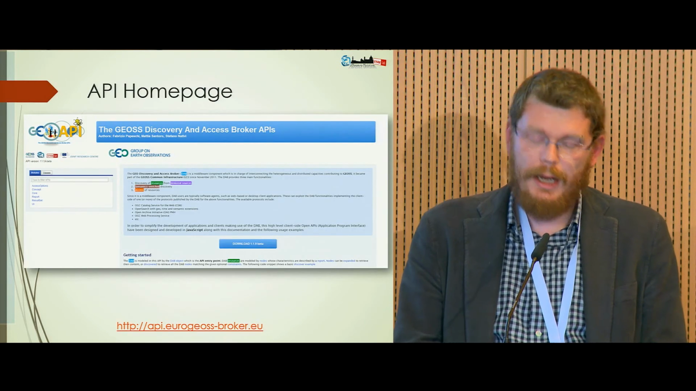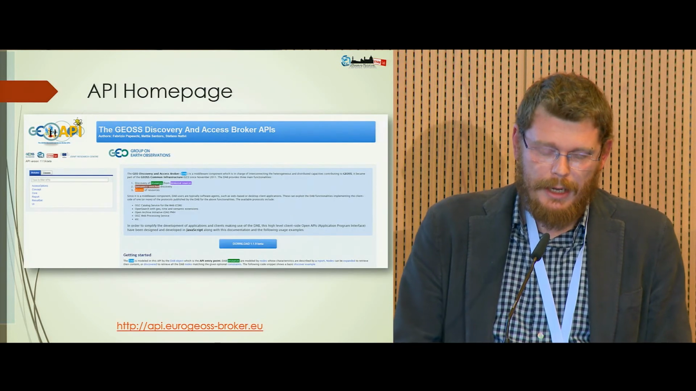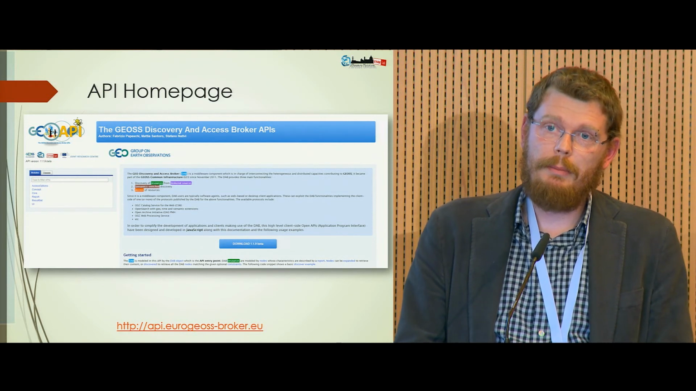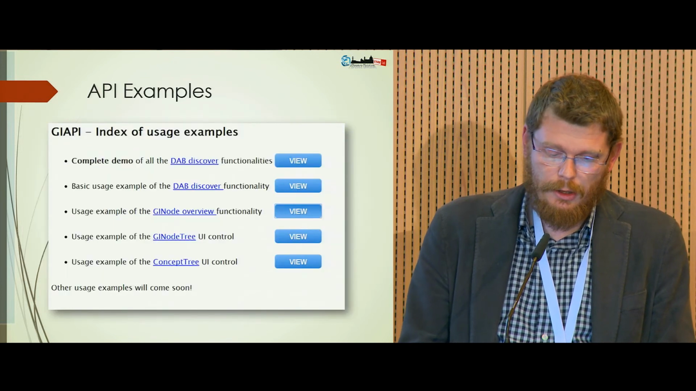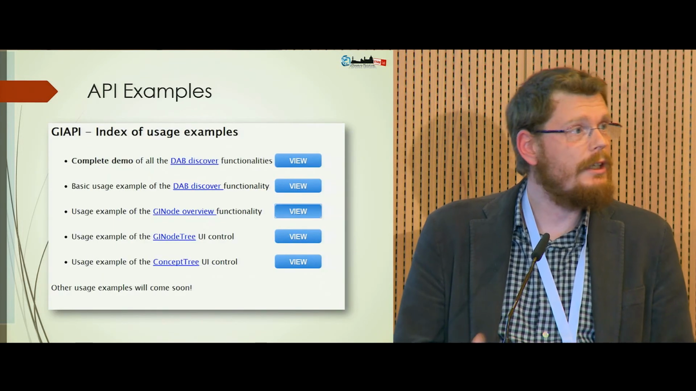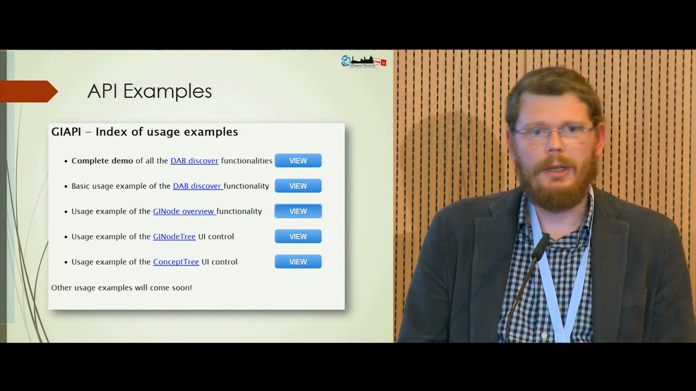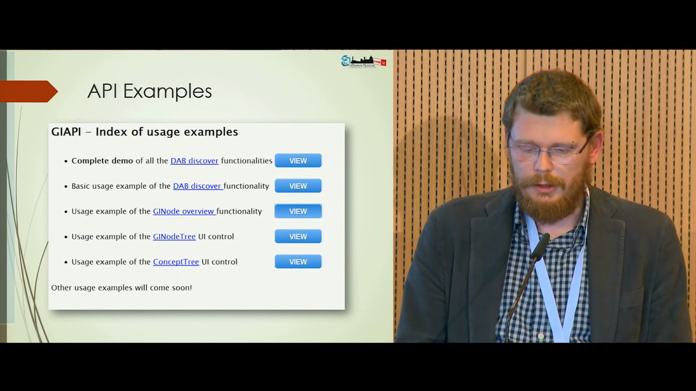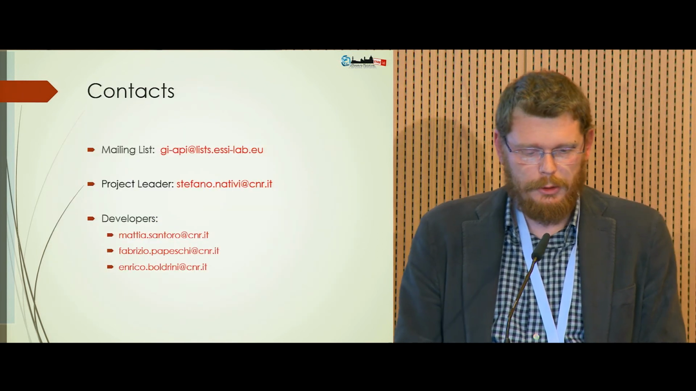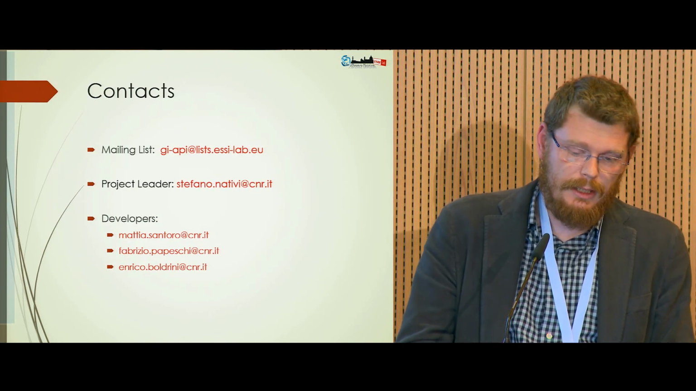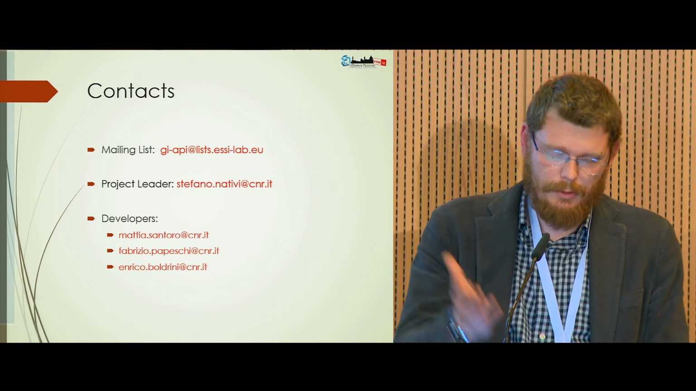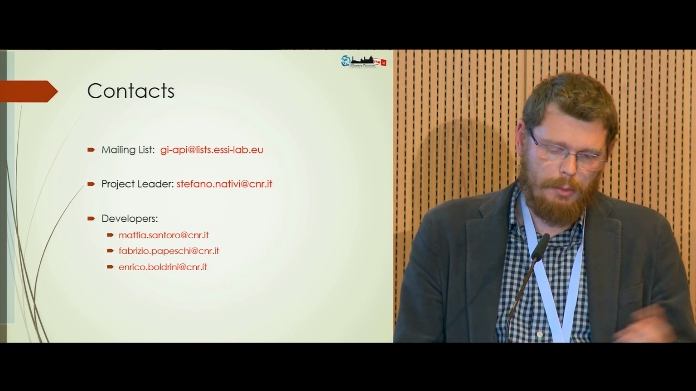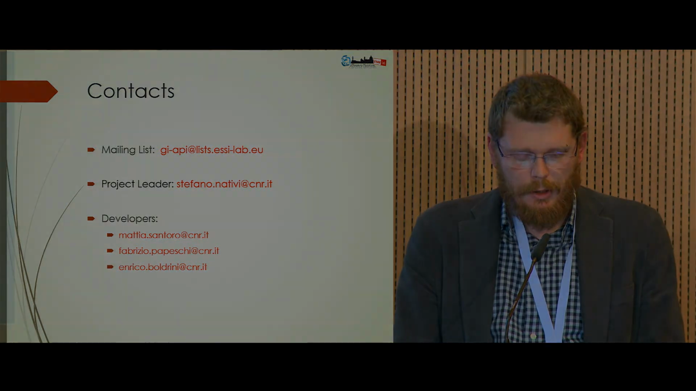So this is the homepage of the GeoDAB API, where you can download the APIs and learn by example. We provide a set of examples that you can just copy to your own framework and see how this works. So I close with the contacts. We have a mailing list for the APIs, and we have the email addresses of the developers and the project leader of this project.